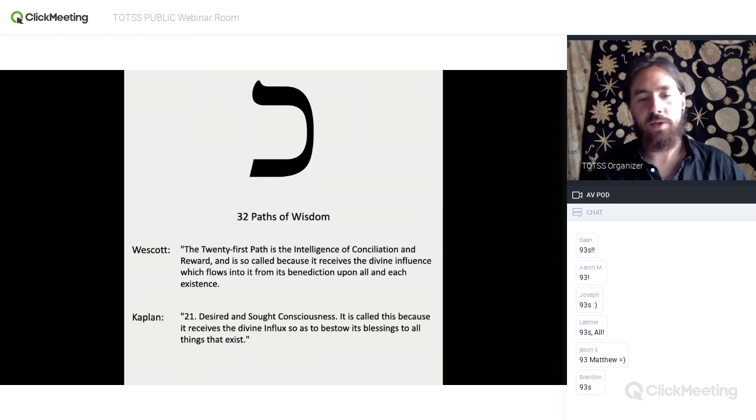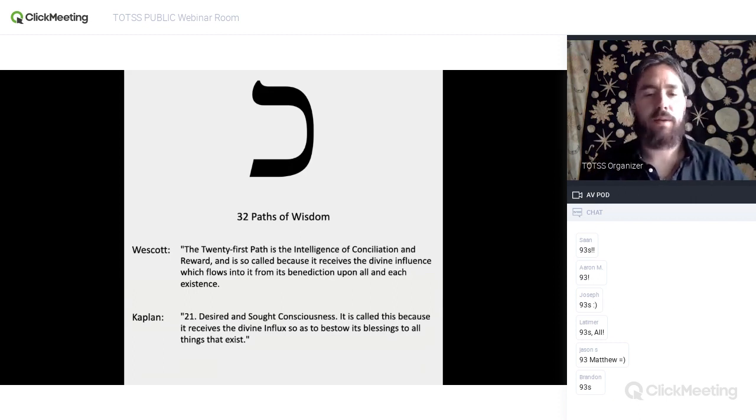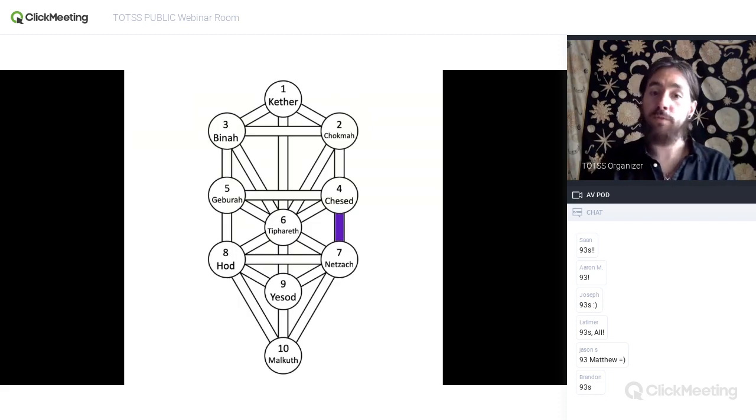It is called this because it receives the divine influx so as to bestow its blessings to all things that exist. So I'm going to see some disagreement there about the translation. Westcott's giving conciliation and reward, where Kaplan's giving desired and sought. There's maybe a little bit of similarity there, but there's also some variance. But the basic idea seems to be pretty clear about this, something as the divine influx being bestowed to all. And that fits very well with the symbolism of Jupiter, which we'll see in just a moment.